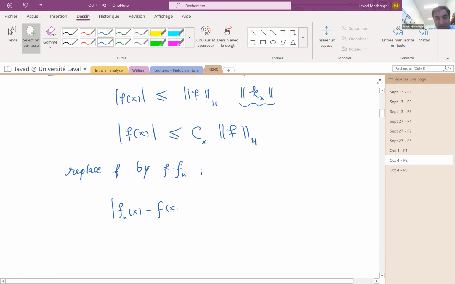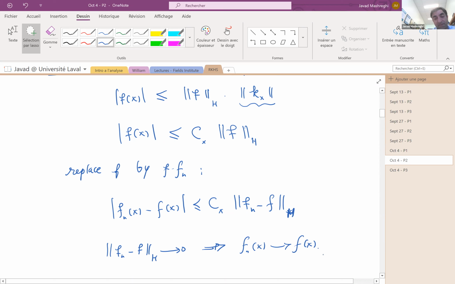Fn of x minus f of x in H. And so if the norm of Fn minus F in H goes to 0, this implies that Fn of X goes to F of X. Again, end of the proof. Two comments about this proof.